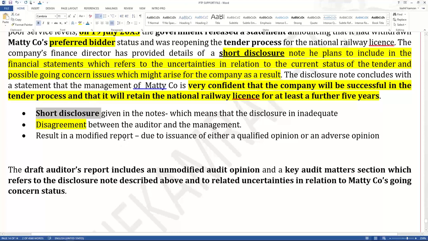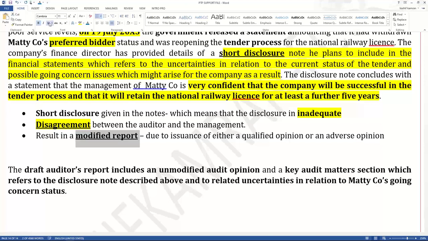Right? So do you all agree that a short disclosure is inadequate? Bullet number one, you're all clear on bullet number one? Okay, so when you believe this is inadequate, bullet number two, do you all agree with the disagreement between the auditor and the management? Then bullet number three, should we issue a modified report if there is a disagreement? Do you all agree with that? And either we will issue a qualified opinion or an adverse opinion, depending upon how significant the matter is.